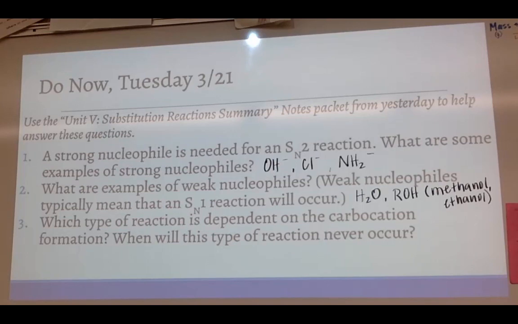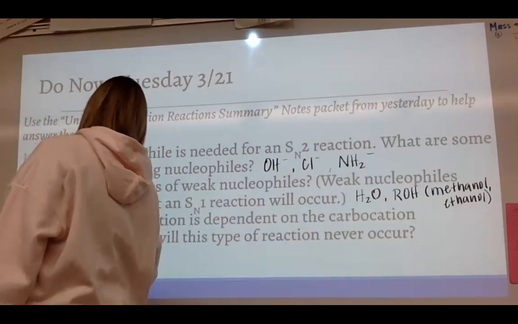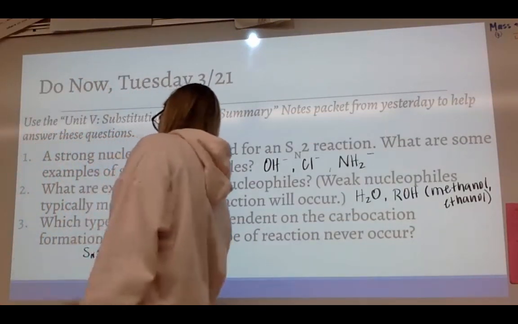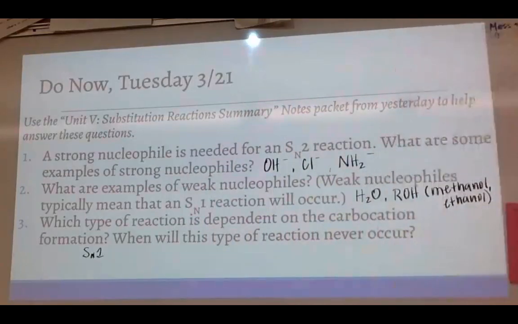And then lastly, which type of reaction is dependent on the carbocation formation, and when will this never occur? So we just talked about it actually in the second one. All right, second question. Carbocation formation means that there are multiple steps that happen. Carbocation formation would be an SN1 reaction. So carbocation is formed during an SN1 reaction.